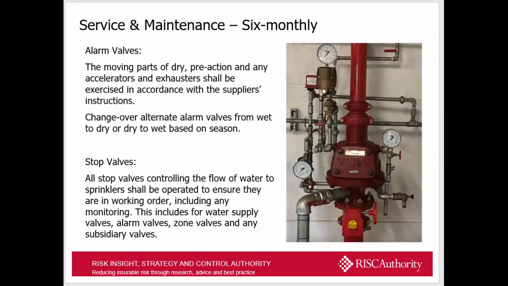Six monthly requirements. Alarm valves need to be overhauled. The moving parts of these alarm valves need to be exercised in accordance with the supplier's instructions. And if you've got any alternate valves, which you will only have now on existing systems because they are now not permitted, they will be every 6 months. You will change them over from dry to wet in the warm weather season and vice versa. As we're approaching the colder weather, you will move the drain systems down and change them over from water to air.